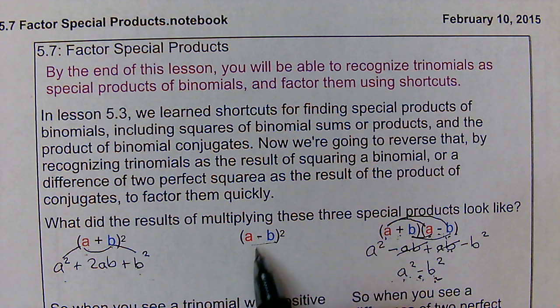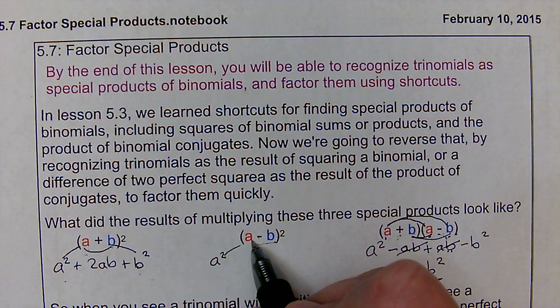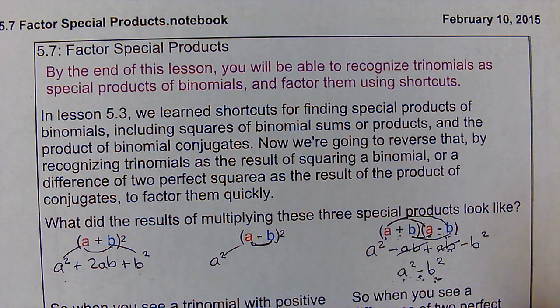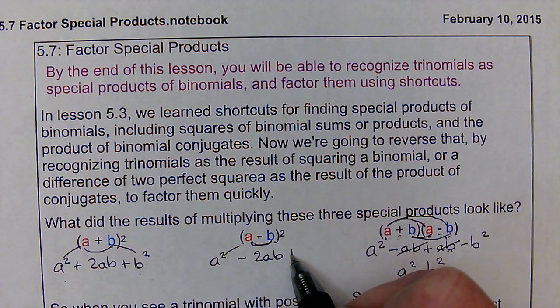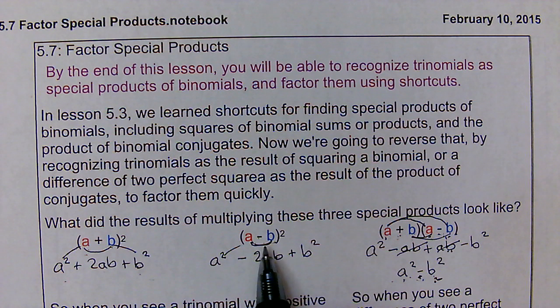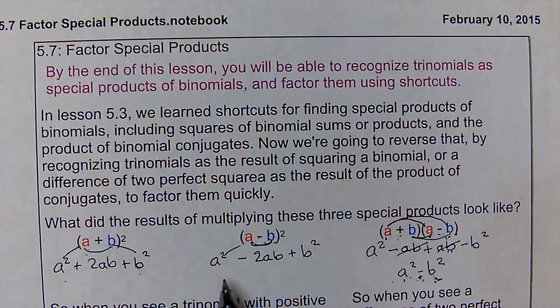The only difference when it's minus in between is, again, you square the first term. When you multiply these together, you get minus ab, so when you double it, you get minus 2ab, and then plus b squared. Because remember, negative b times negative b would be positive b squared. So this is also a perfect square trinomial.